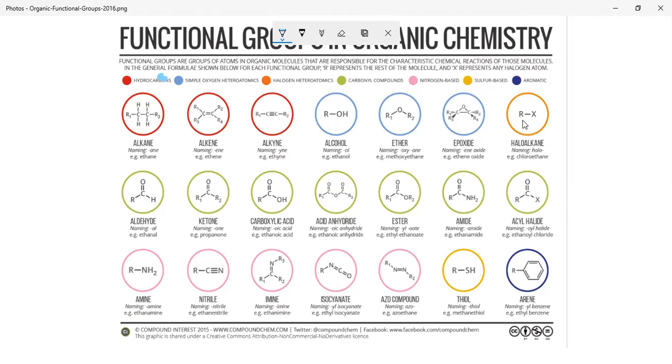What group is R? Methyl group? What is a methyl group? CH3 alone is methyl. CH3 is methyl, and we call it an alkyl group. Okay, alkyl group. So what is an alkyl group?